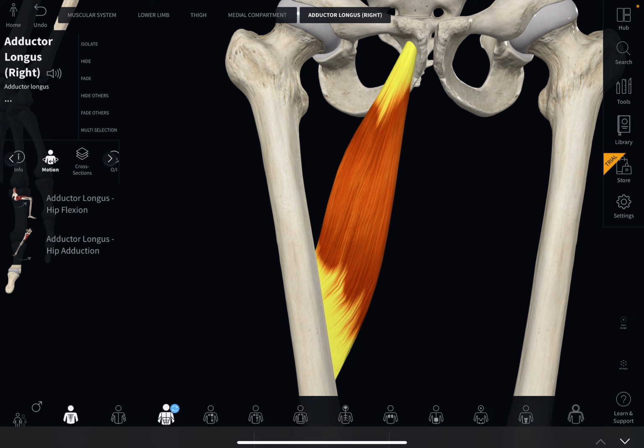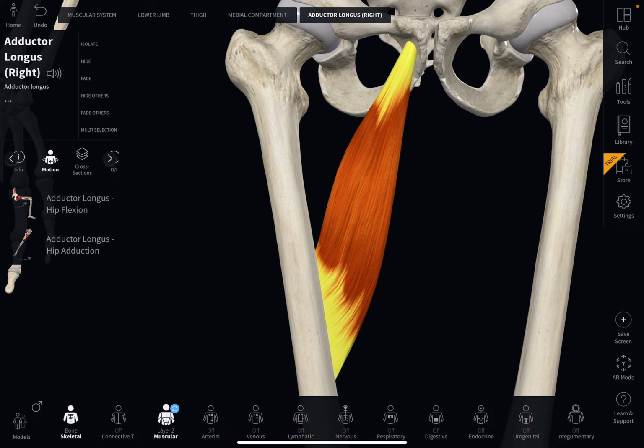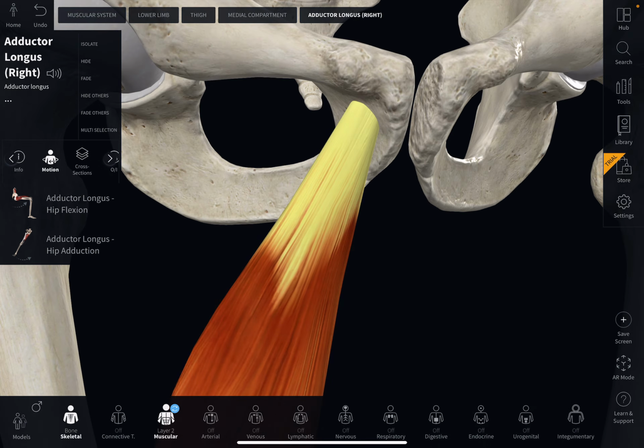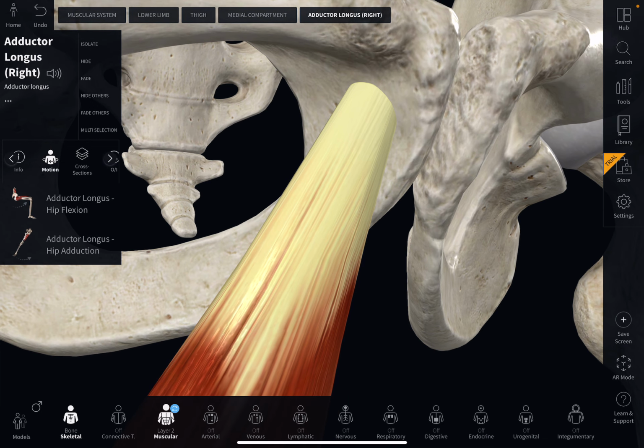This is the adductor longus, and the origin of this muscle is from the front of the body of pubis, between the angle of pubic crest and pubic symphysis.